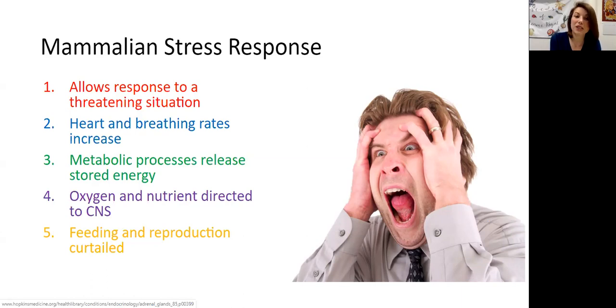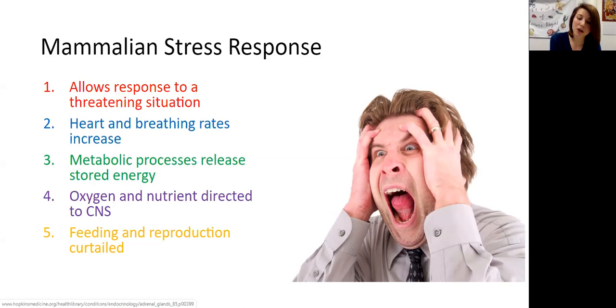So metabolic processes release stored energy. This too is going to allow you to operate at an optimal level for a short period of time. Oxygen and nutrients are directed to your central nervous system, so you're able to think really quickly for a little bit. Your brain's getting a lot of oxygen and nutrients, so you can make some quick decisions.